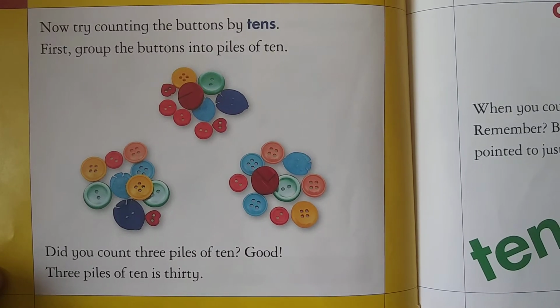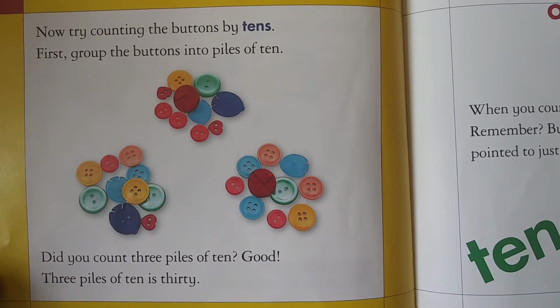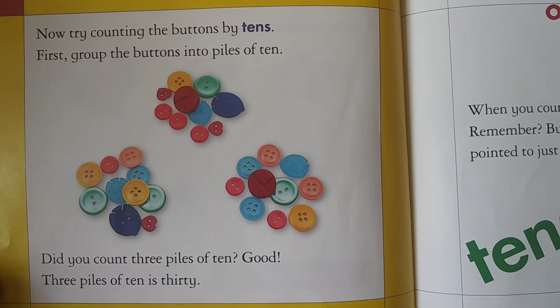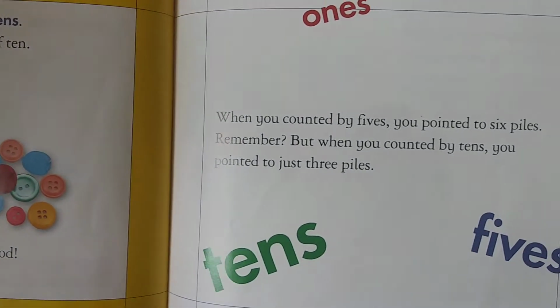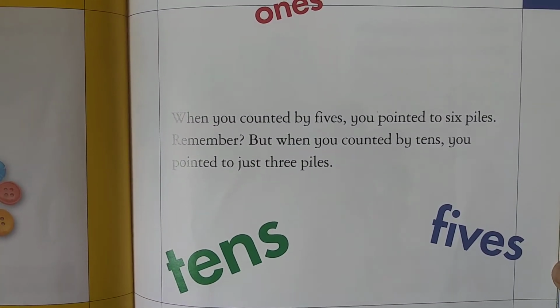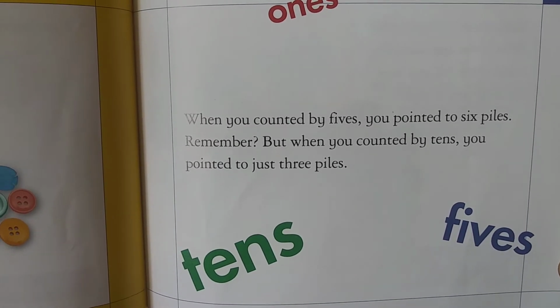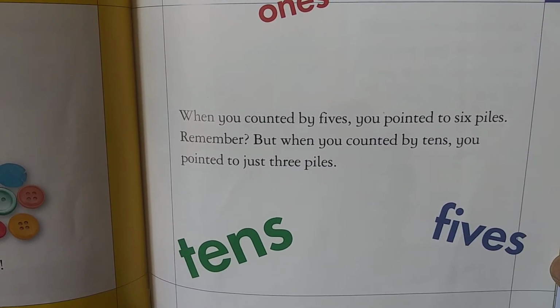Now try counting the buttons by tens. First, group the buttons into piles of 10. Did you count 3 piles of 10? Good. 3 piles of 10 is 30. Ones, tens, fives. When you counted by fives, you pointed to 6 piles, remember? But when you counted by tens, you pointed to just 3 piles.